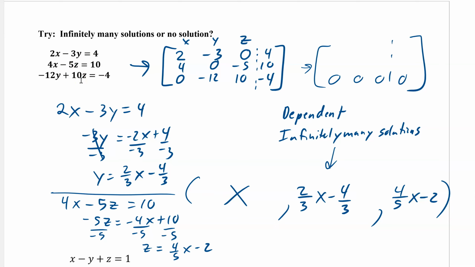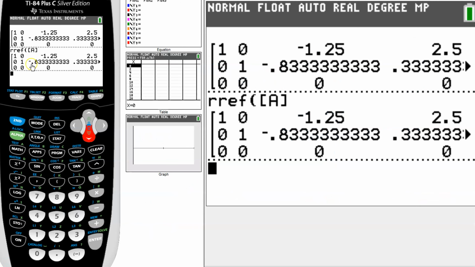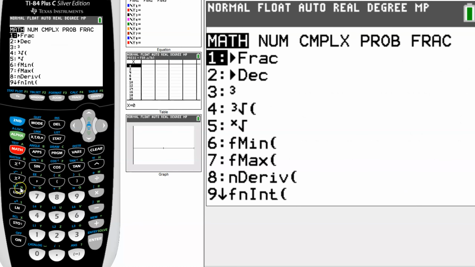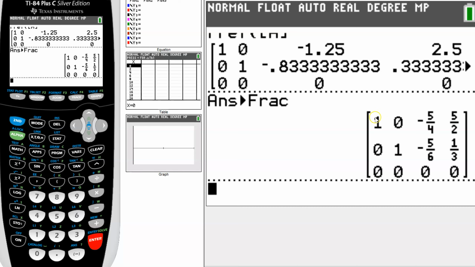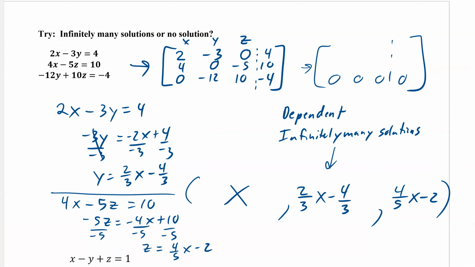Now there's a little bit quicker way to do this. You already have your calculator that solved your system for you. So if you go back and look at it, it gives us this. Now you think, oh, I don't want to use decimals. Well, if you hit math and number 1 fraction and hit enter, it converts them all to fractions. So you look at the first one, it says x minus 5/4 z equals 5/2, and y minus 5/6 z equals 1/3. So if we fill that in, we get 1, 0, negative 5/4 and 5/2, 0, 1, negative 5/6 and 1/3. This is our x, y, and z.